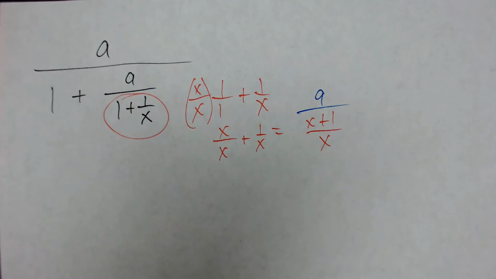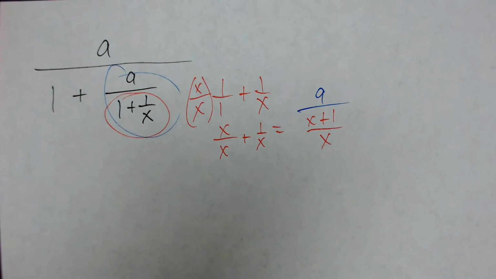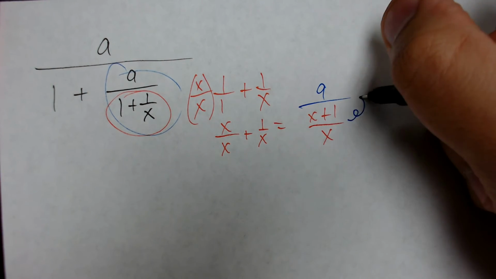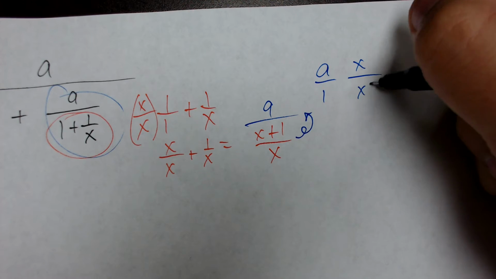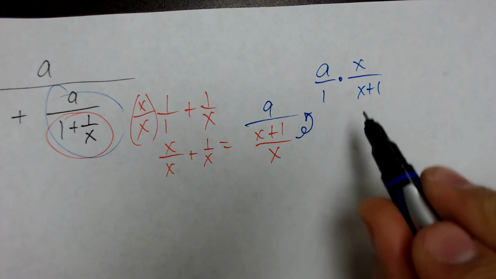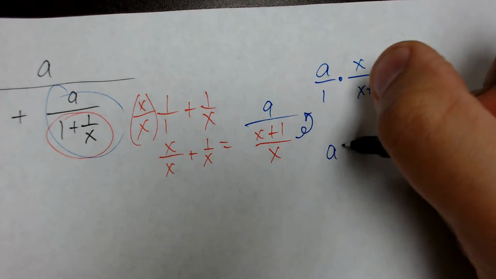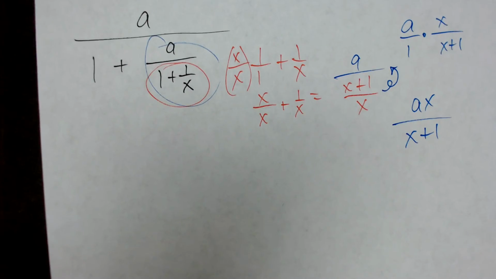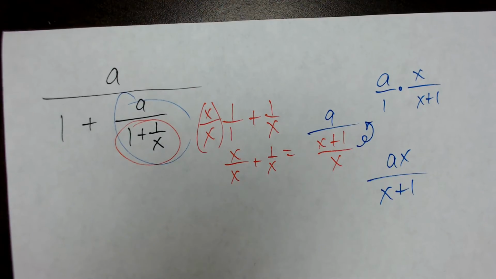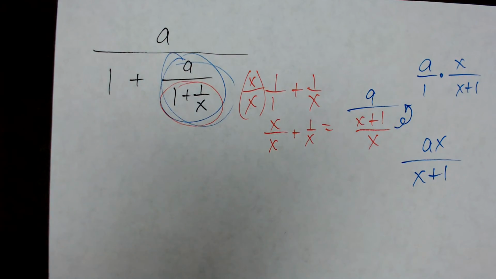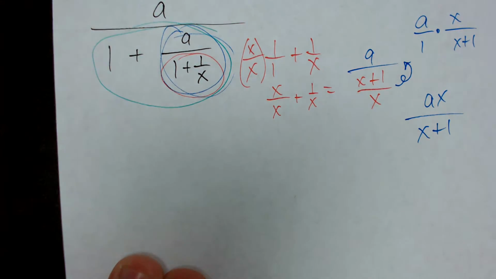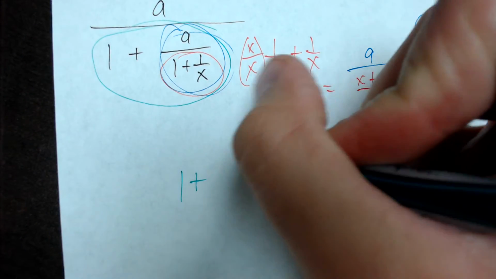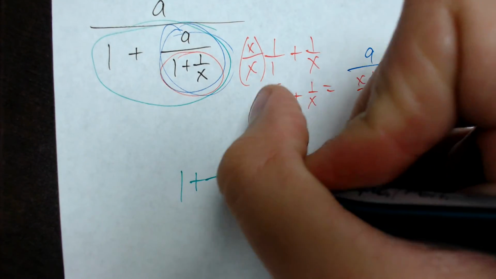So now comes the invert and multiply step. So I'm going to rewrite this as a fraction. When I invert and multiply, I get a over 1 times x over x plus 1. All right, so that's what happens when I invert and I multiply. That's going to give me ax over x plus 1. So this quantity is now this. So if we were to rewrite our whole problem from the beginning, let's look at this denominator. So if we rewrite this denominator, what we actually have is 1 plus ax over x plus 1.